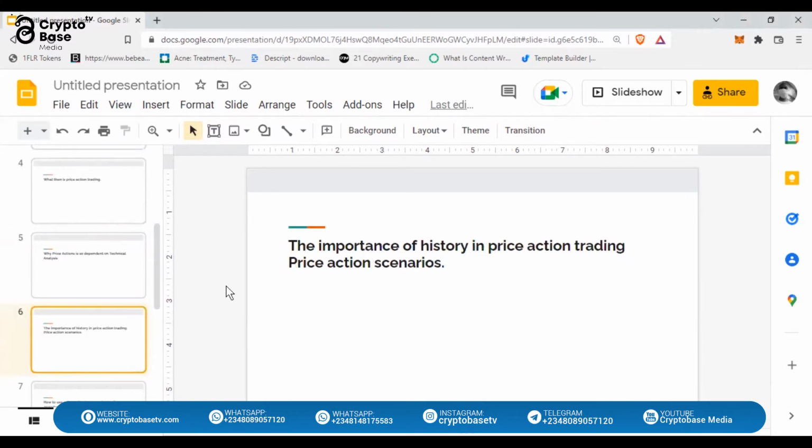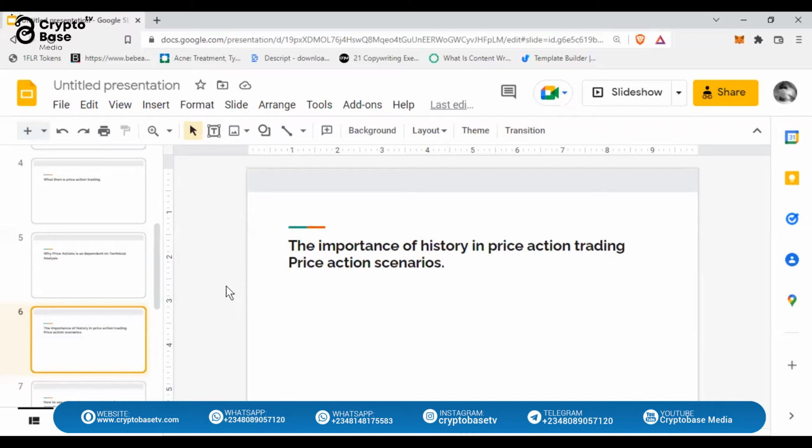Now, the importance of history in price action trading. Like I was saying earlier, history is very, very important. When you check your Bitcoin chart, it's very easy to see 2017 price action. You see what 2017 did. You see the bull, you see the end of the bull, all those history and everything like that. That is what you're going to see, and that is basically what price action is. It deals with history.